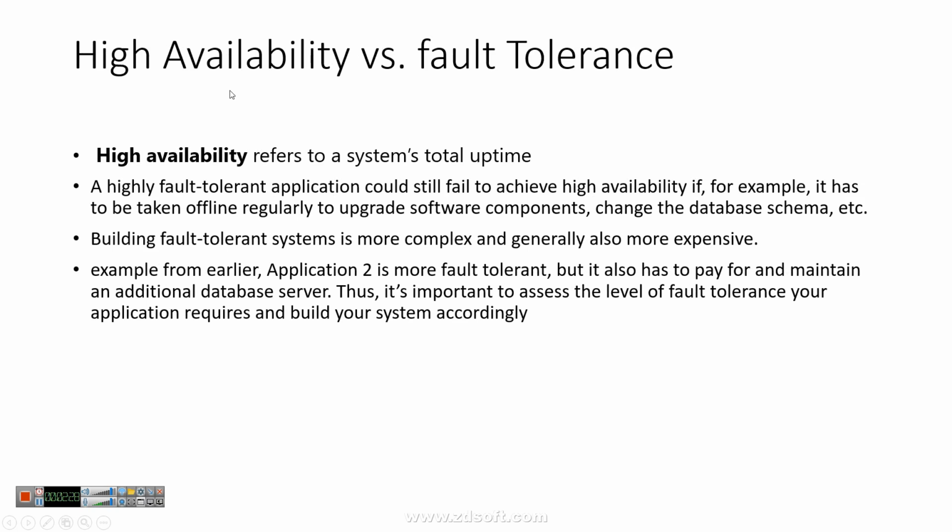Then we'll discuss the difference between high availability and fault tolerance. High availability refers to the system's total uptime, and it's not mandatory that a highly available system is fault tolerant. A fault tolerant application could still fail to achieve high availability, for example, if it has to be taken offline regularly to upgrade software components, change the database schema, etc. And building a fault tolerant system is more complex and more expensive than building a high availability system.